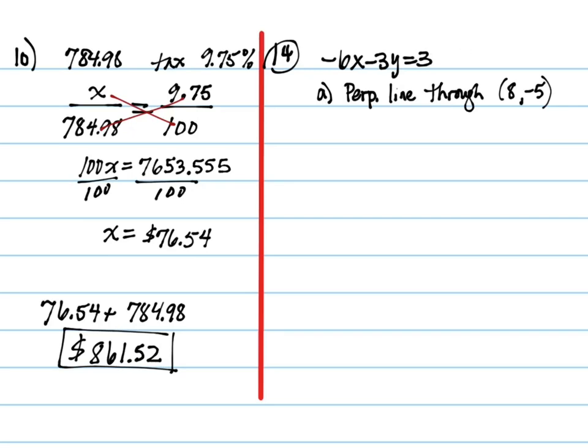Now, the way that this is currently written, I can't see the slope very well, right? What would I need to do to change this so I can see what the slope is easier? Yeah, I need to solve for y. So the first thing that I would do probably is to add the 6x to the other side. Not the order you have to do it in, but that's what I would do. So you'd end up with negative 3y equals 6x plus 3.